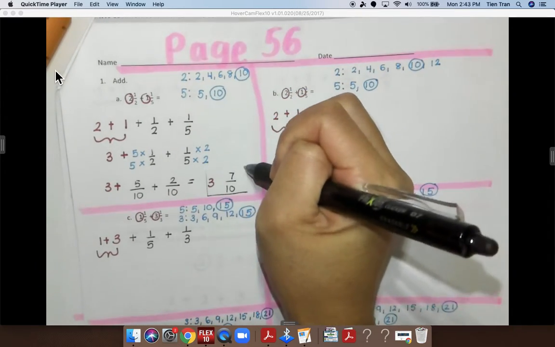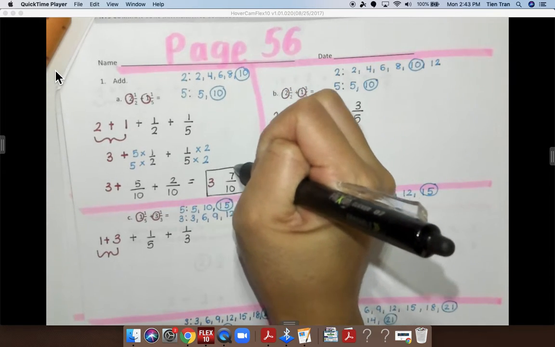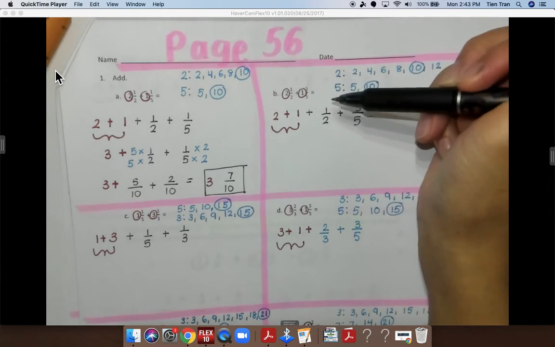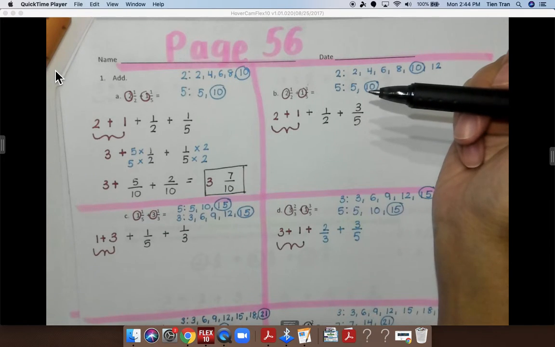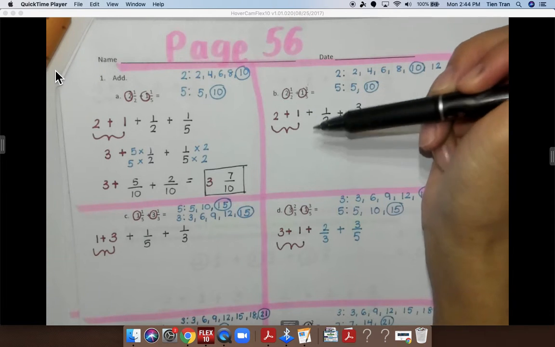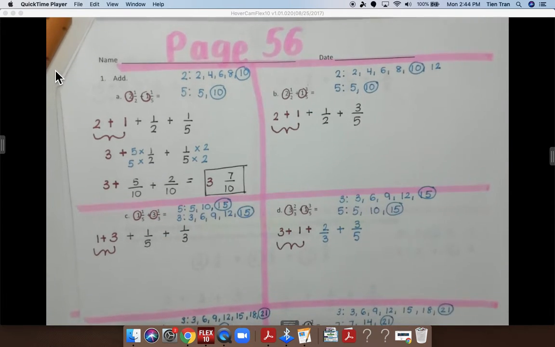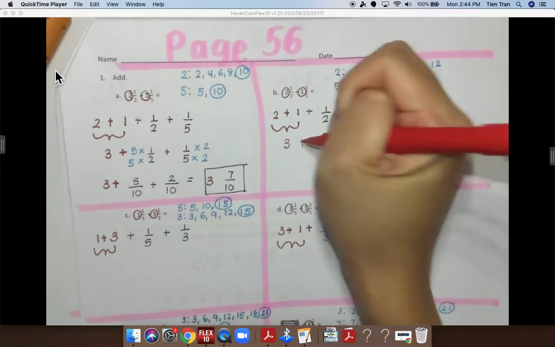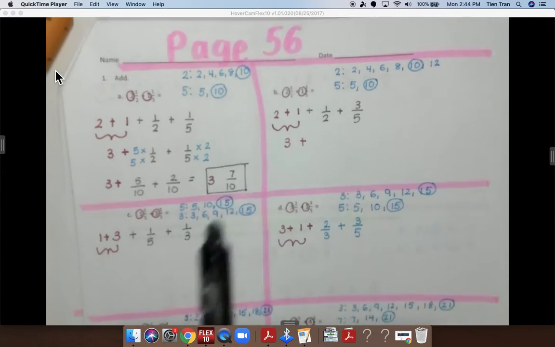Now, for problem B, I have right here 2 and 1/2 plus 1 and 3/5. The first thing I did is I circled the whole numbers first. So I have 2 and 1, and I added those two whole numbers together. I know that 2 plus 1 is equal to 3, so I'm writing down 3. And then I have 1/2 plus 3/5.